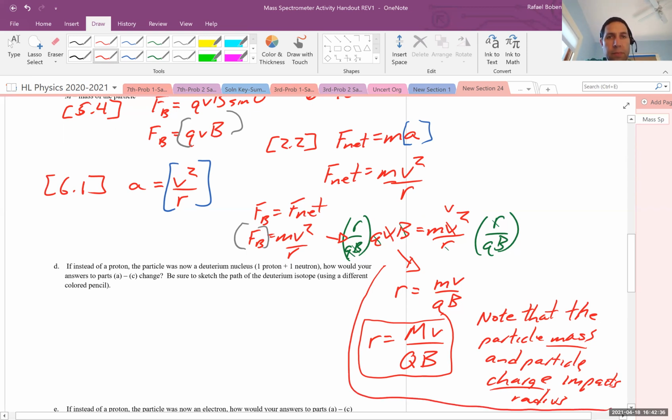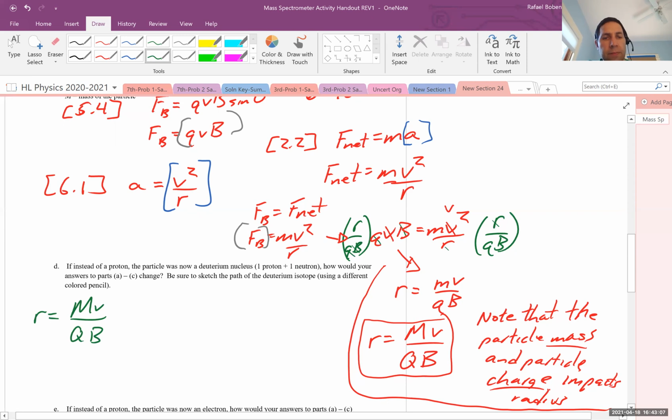Okay, so part D says if instead of a proton, the particle was now a deuterium nucleus. Remember, a deuterium nucleus is the same as a proton, except it has a neutron, right? So how would your answers to parts A through C change? So let's see here. Let me use this result. I'm going to use a different color, let me use green. Okay. So R equals mv over qB.